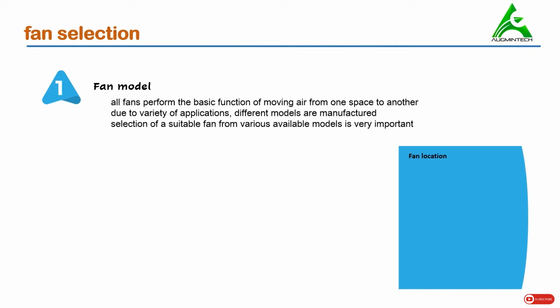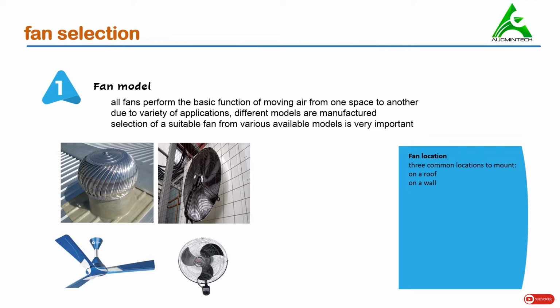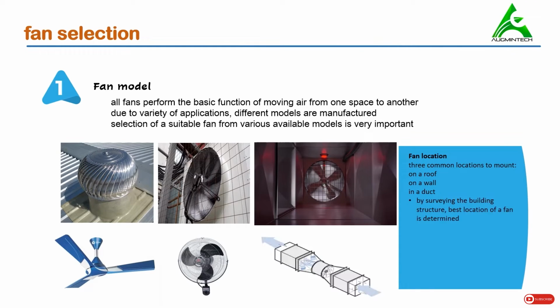Now fan models can also be decided on the basis of fan location. There are three common locations to mount. First, on the roof. So these are fans that are installed on the roofs. They can also be installed on the wall. They can also be installed in ducts.